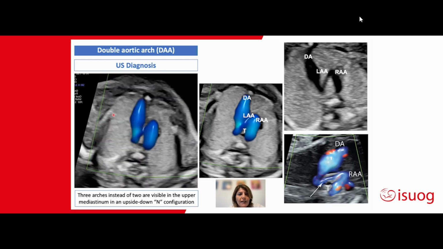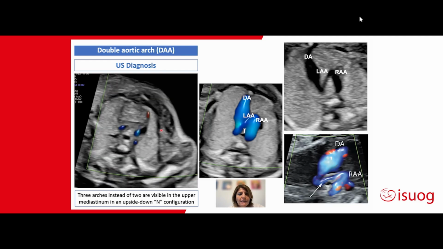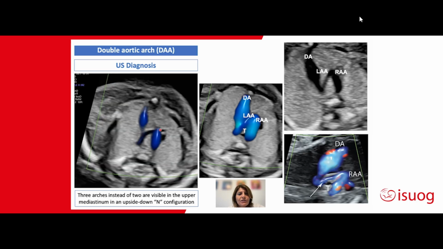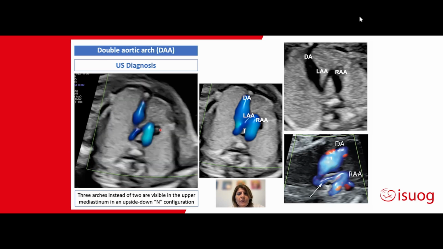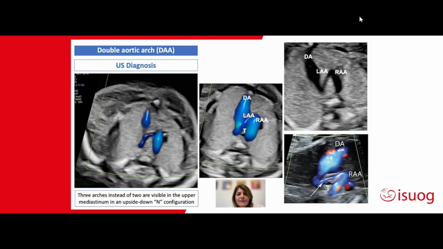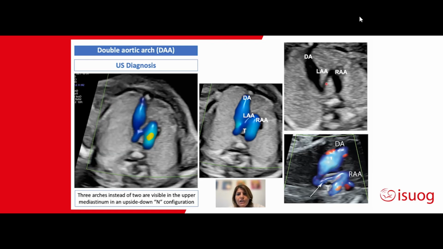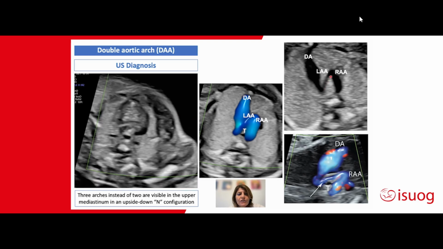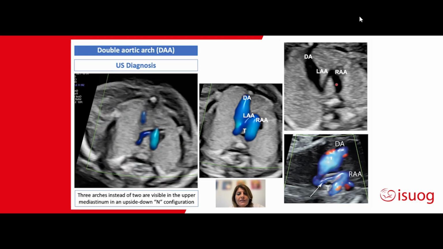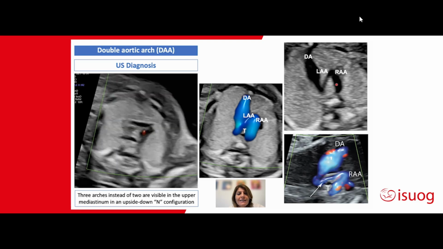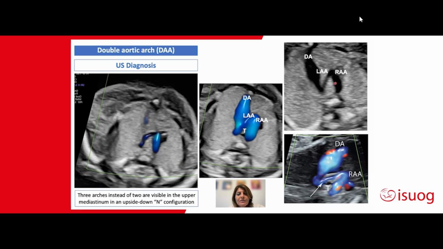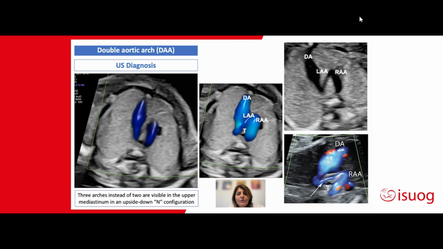When both aortic arches are normal in size, on the 3 vessels and trachea view, 3 arches instead of 2 are visible in an upside-down N configuration. The ultrasound diagnosis is challenging when the left aortic arch is narrower than the right one, and in 50% of cases is hypoplastic. In this not rare case, the double aortic arch may be wrongly interpreted as a right aortic arch.